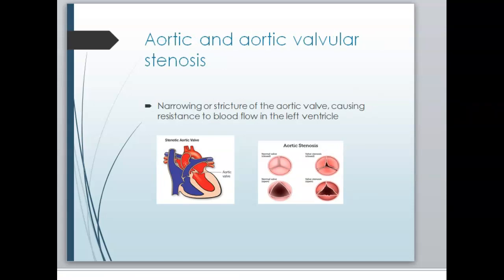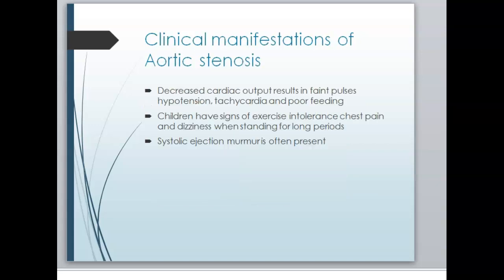Aortic valvular stenosis is narrowing or stricture of the aortic valve, causing resistance to blood flow in the left ventricle. Clinical manifestations of aortic stenosis are decreased cardiac output resulting in faint pulses, hypotension, tachycardia, and poor feeding. Children have signs of exercise intolerance, chest pains, and dizziness when standing for long periods. A systolic ejection murmur is often present.